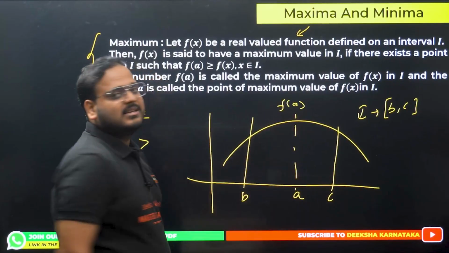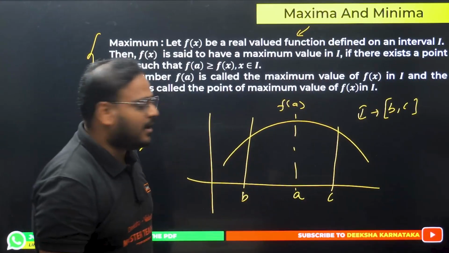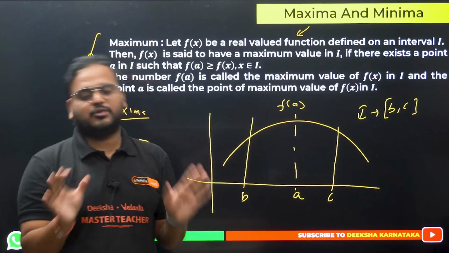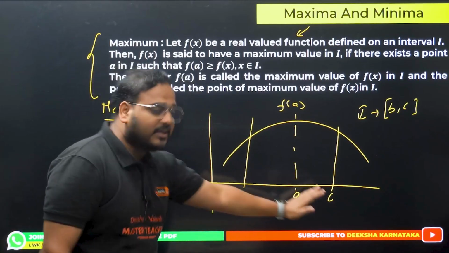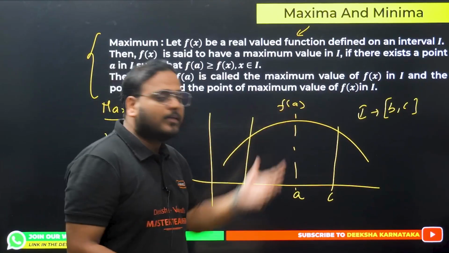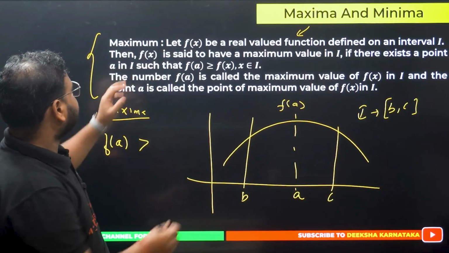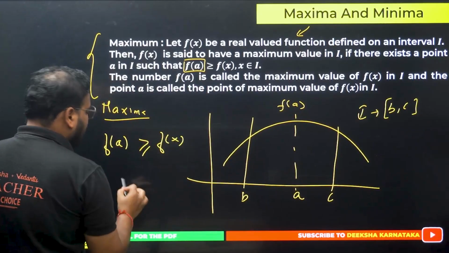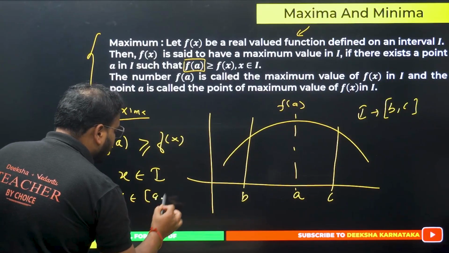So if you see in the interval B to C, at the point A, the function value f of A is the highest, the maximum, then the point A becomes the point of maxima, and f of A is nothing but the maximum value of the function in the interval I. That much is all there is. Of course, there must be an interval defined for you. In the given interval, if you find a value of the function which is the largest, then that value becomes the maximum value, and the point where it occurs is called the point of maxima. Please check. If f of A is larger than all the values of the function, what is this x? This x belongs to the interval A comma B.